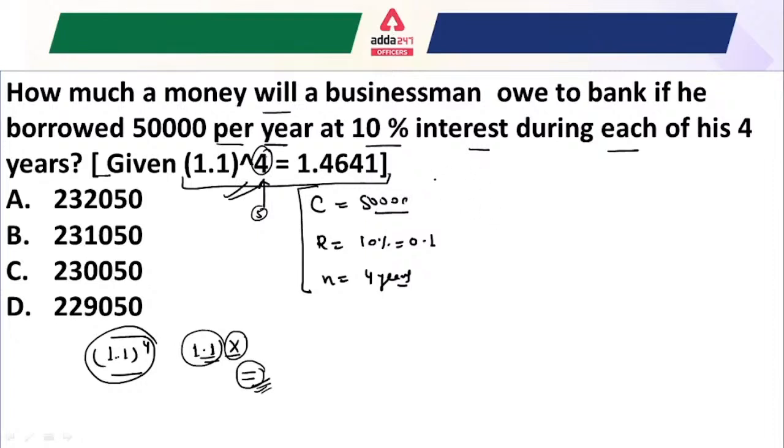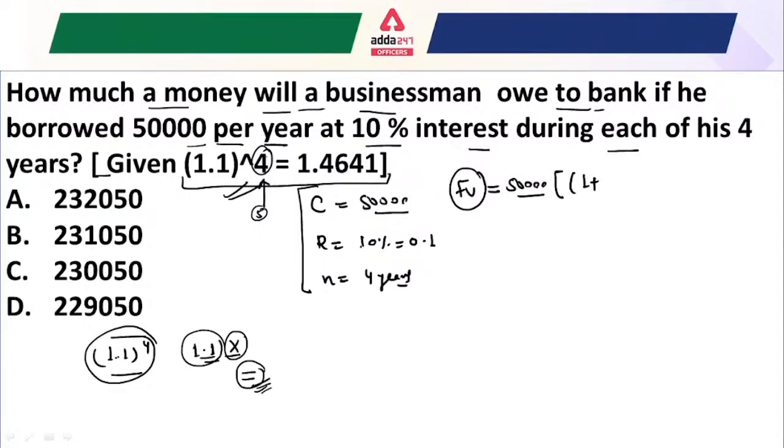So now, that is how you can calculate the future value, because you have to just calculate how much money a businessman will owe to the bank if he borrowed 50,000 per year, right? So we know that we have to calculate the future value here. What will be the future value of whatever the cash flow is? So 50,000 rupees here is known as the cash flow, and we have to calculate the future value.